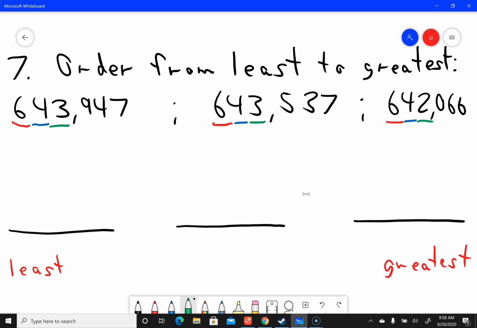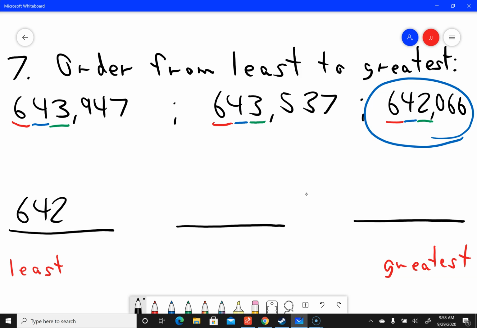This gives me some useful information, because I have a 3 over here. This one has a 3. This one has a 3. This one has a 2. That means the 2 is smaller than both 3s, so the 2 is going to be my least number. So I'm going to write that number over here. 642,066. Now I just have 2 more numbers to look at.